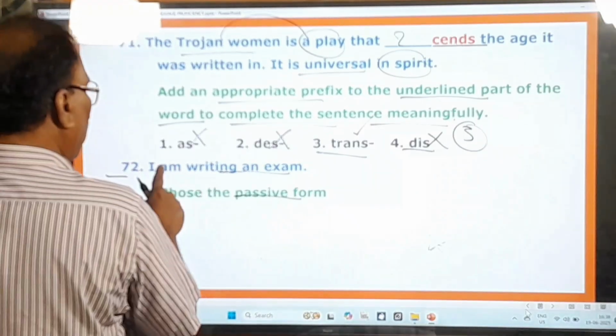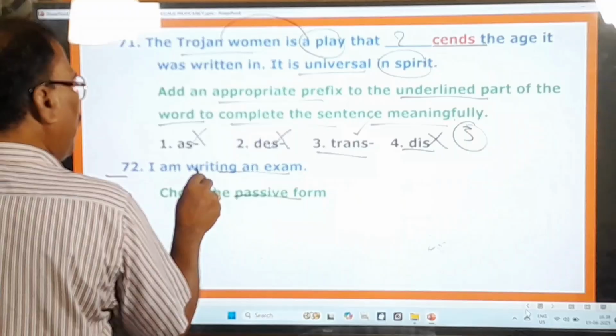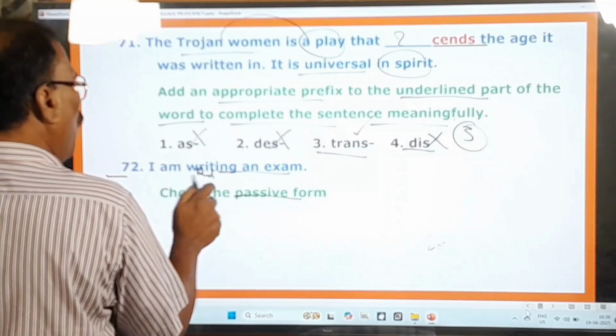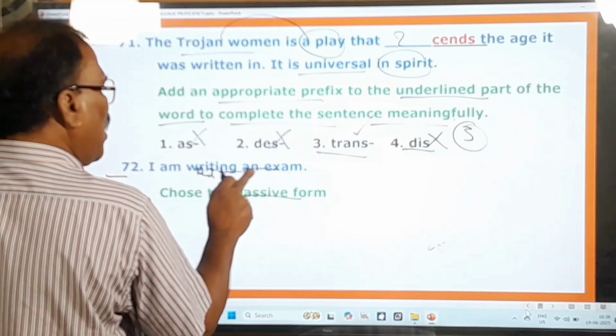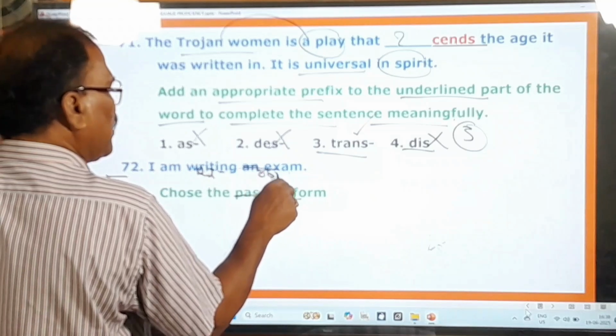Okay, what is the object? To find out the object you must question the verb with what. Okay, I am writing what? An exam. So this is the object. Okay, an exam is the object.